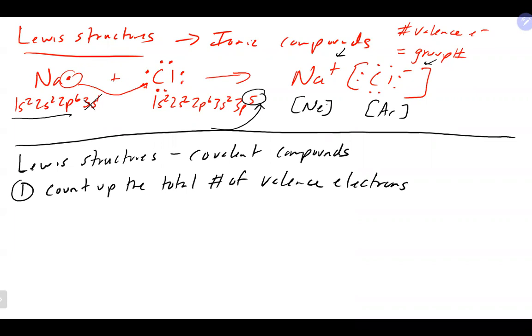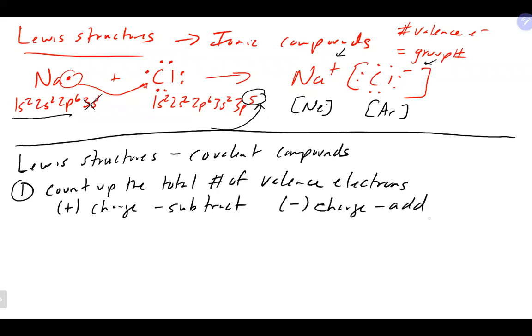And when you count up the total number of valence electrons, remember that if it does have a charge, you also need to take that into consideration. So again, if something has a positive charge, you need to subtract from your total, so you end up with the right number of electrons. If something has a negative charge, you need to add to your total. Once you have that, you want the logical arrangement of the atoms.